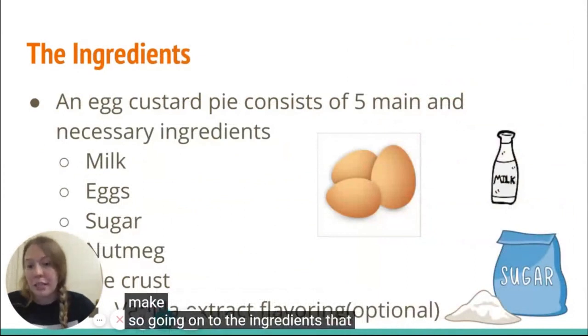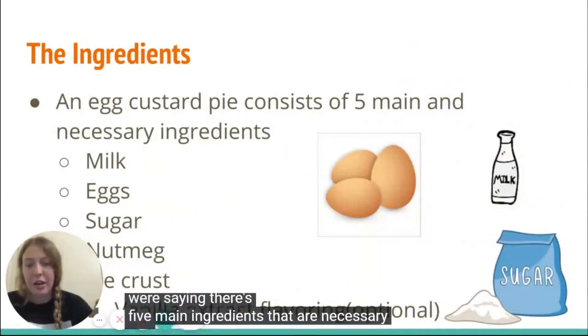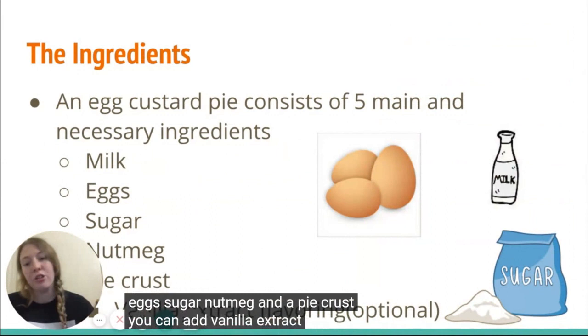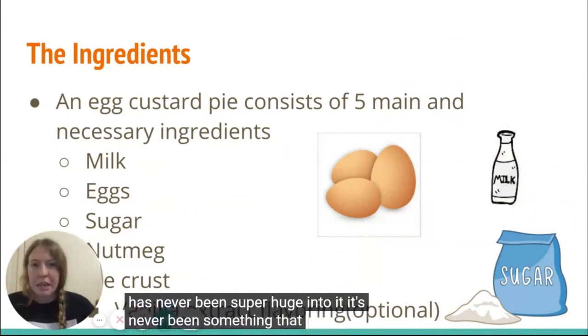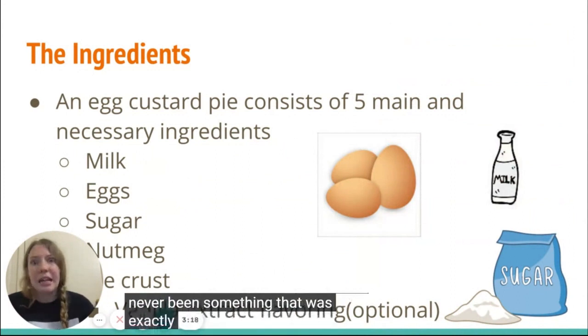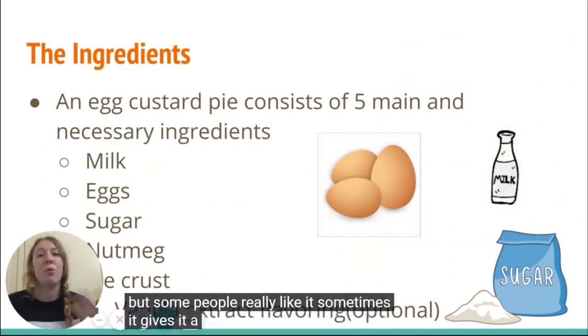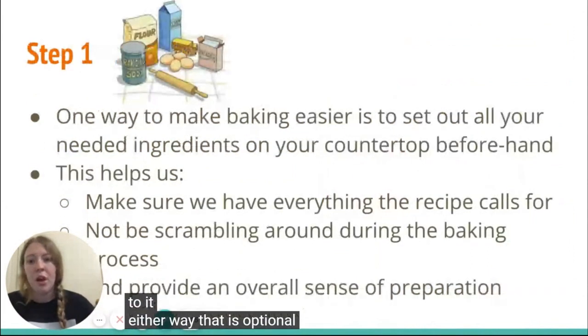So going on to the ingredients that we were saying, there's 5 main ingredients that are necessary. You have milk, eggs, sugar, nutmeg, and a pie crust. You can add vanilla extract. My family's never been super huge into it. It's never been something that was exactly required like we had to have it, but some people really like it. Sometimes it gives it a really good flavor to add to it. Either way, that is optional.